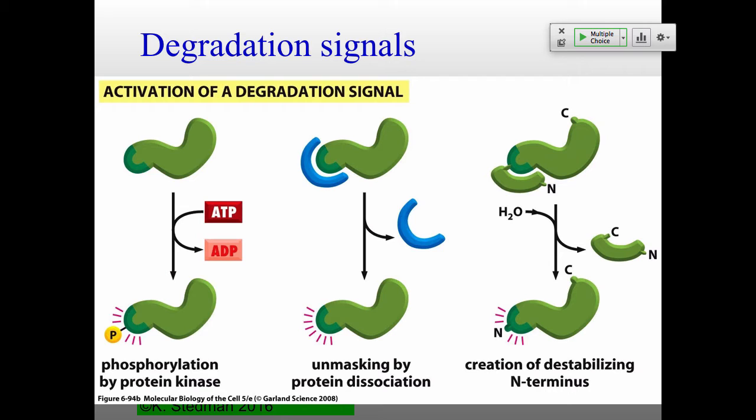So you've got lots of different ways that you can have this happen. Again, we've talked about it before. It's all about change of structure. So you can have a change of structure due to kinase activity, dissociation of different proteins, or in some cases even cleavage that takes place of your particular protein.